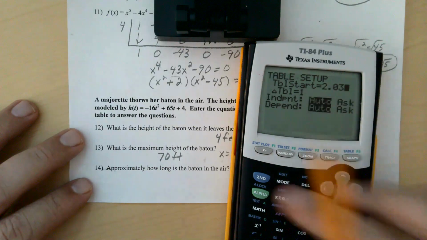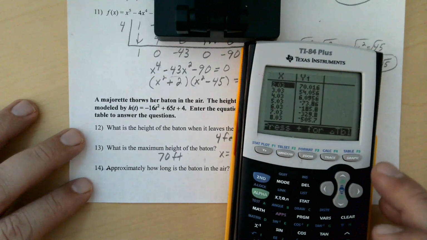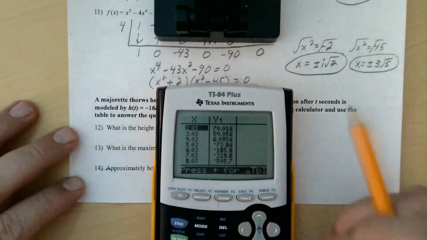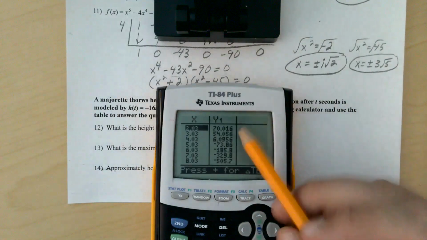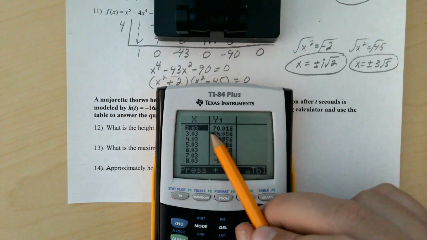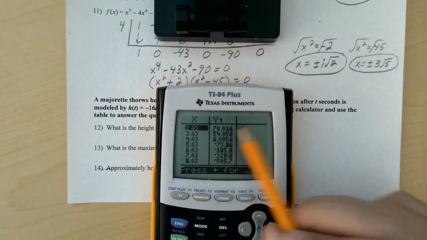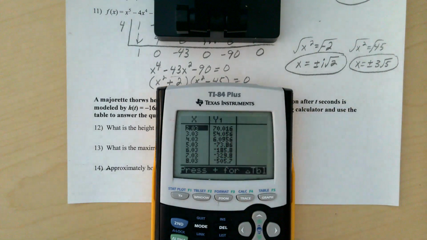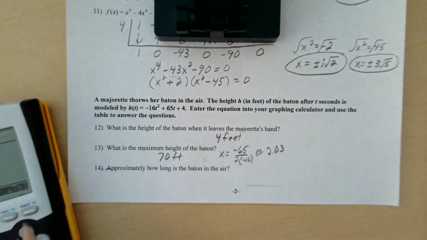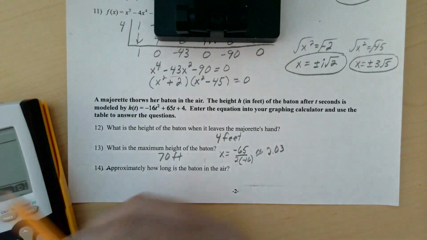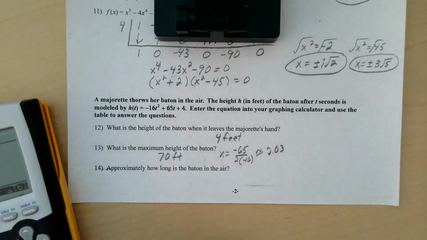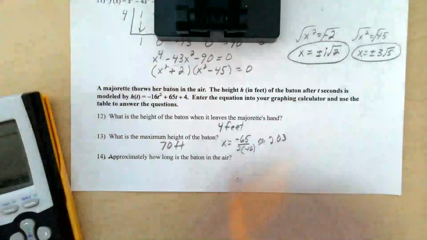Super close to 2, but technically I can put 2.03 into my table start. And so if I really wanted to know the exact max height, here's how precise I could be. I could say, well, it's not really 70, it's 70.016. But again, just for our purposes here, you can rely on your calculator, look at the table, and just write down this. But I thought I would throw this out to you.